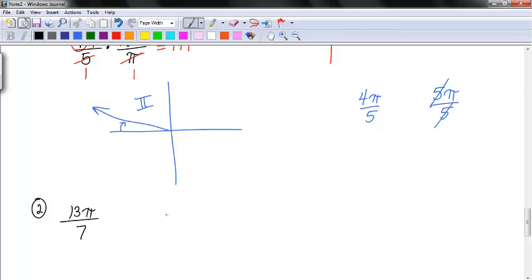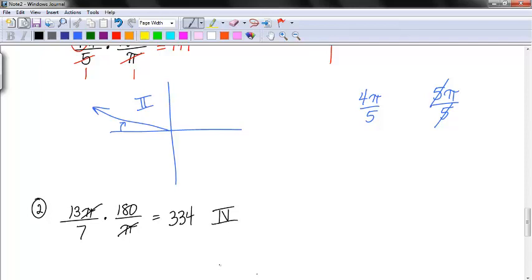Now, I can convert that. Take that times 180 over pi. The pi is reduced. 7 doesn't go in there evenly, does it? No. On your calculators, take 13 times 180 and then divide it by 7. What'd you get? That's good. 334. So what quadrant are you in? Quadrant 3. 4. Quadrant 4.